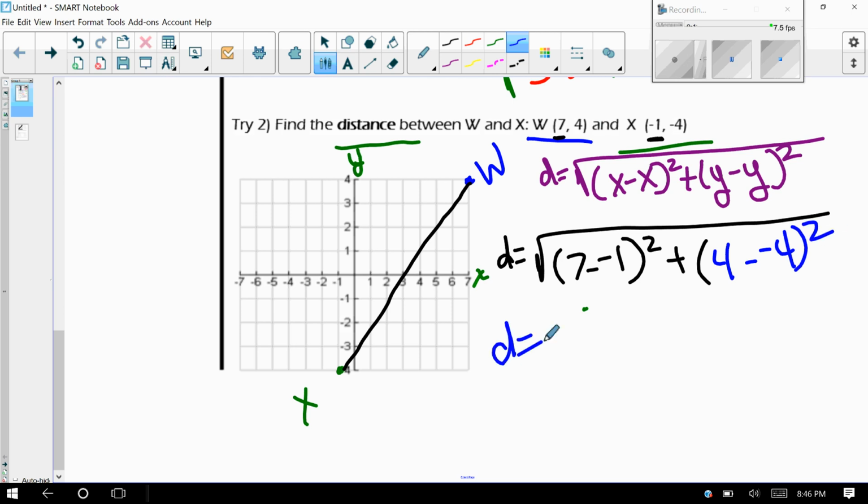I want you to plug this into your calculator and tell me what you get. Pause it, try it yourself, and then come back.